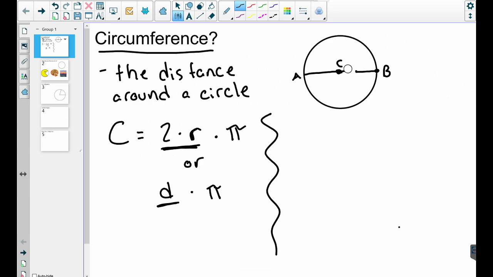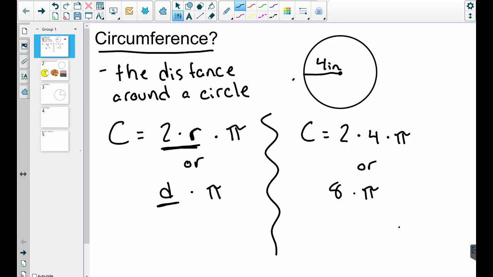Let's say that we have a circle with a radius of 4 inches, and we want to get the circumference. Well, we would say that C, our circumference, is equal to 2 times the radius, which is 4, times pi. Or using that other formula, we know that 2 times the radius is the diameter, so 8, our diameter, times pi, would also equal our circumference. And in this case, you can multiply this out, or you can just stick those together, and you're going to get the same answer, and that answer is 8 pi.